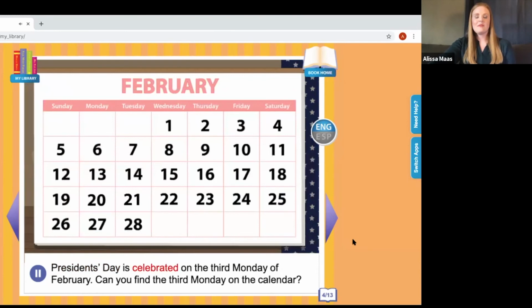President's Day is celebrated on the third Monday of February. Can you find the third Monday on the calendar? So we need to look at Monday, and we need to find the third Monday. So 1, 2, 3. So let's look at the top of the calendar. We have Sunday, Monday, Tuesday, Wednesday, Thursday, Friday, and Saturday.